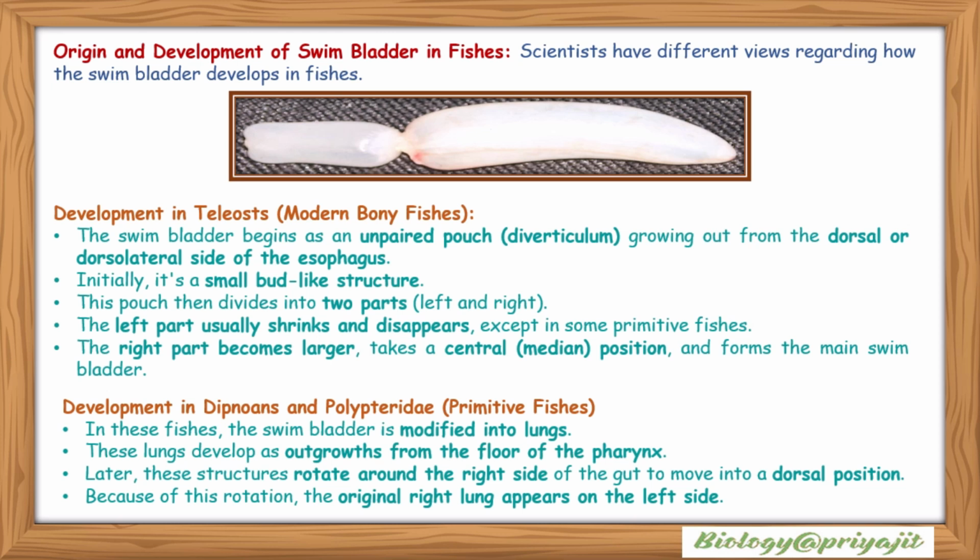Development in dipnoans and polypteridae, that is in primitive fishes. In these fishes, the swim bladder is modified into lungs. These lungs develop as outgrowth from the floor of the pharynx. Later, these structures rotate around the right side of the alimentary canal to move into a dorsal position. Because of this rotation, the original right lung appears on the left side, just as the torsional effect found in mollusk.